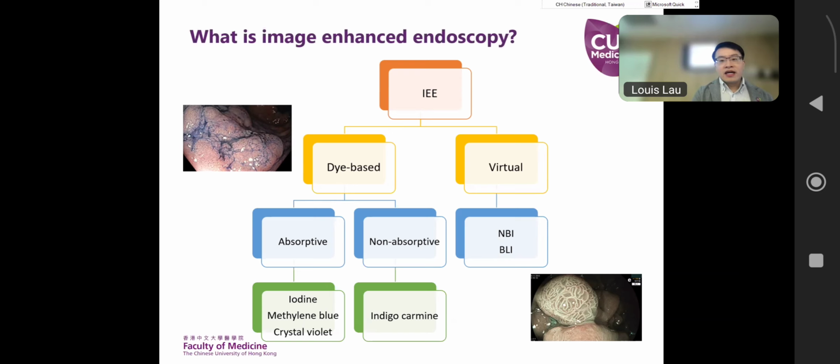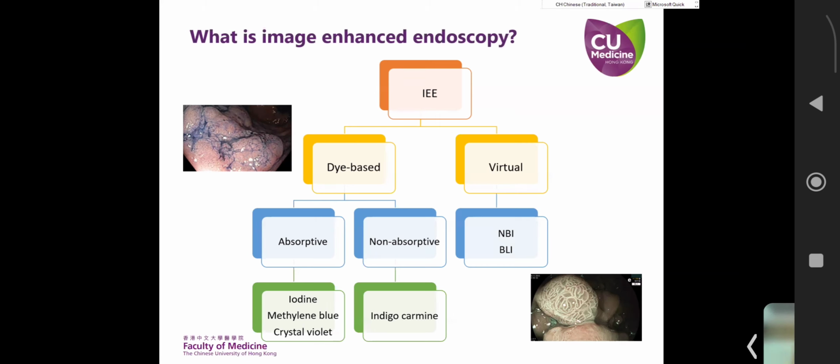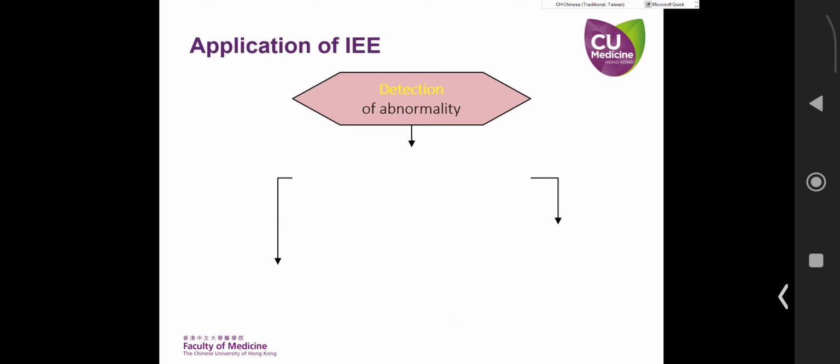And of course, in different settings, sometimes we will use non-absorptive dyes, such as indigo carmine, especially if we are doing inflammatory bowel disease cases, where we may want to just highlight the elevation or the polypoid lesions. Then we will use the non-absorptive dyes. So these are the basic settings of what is called image enhanced endoscopy. But of course, in the interest of convenience and time, we nowadays will stick to the virtual one more. But I think we all need to know what we are doing it for.